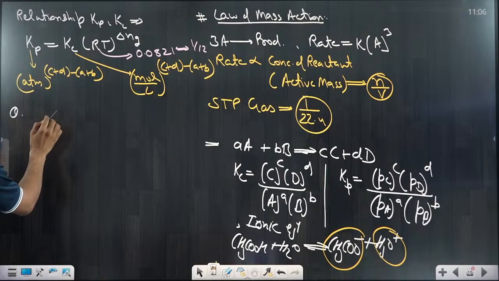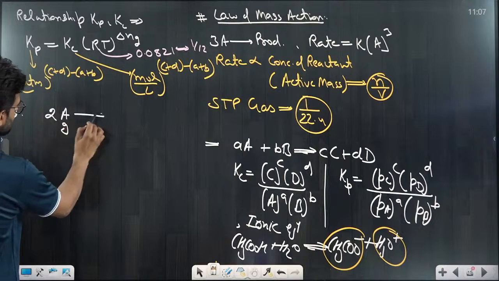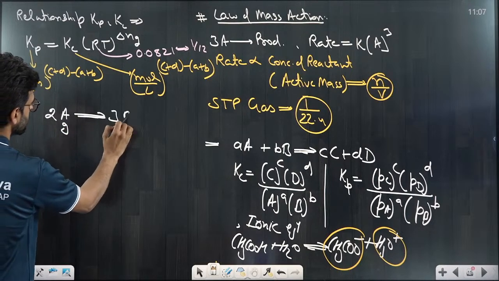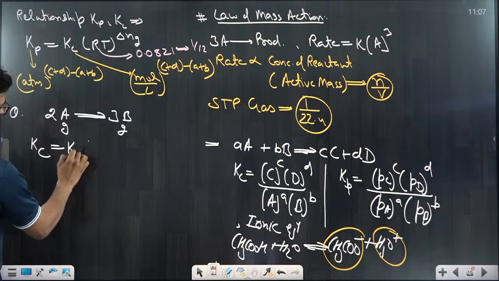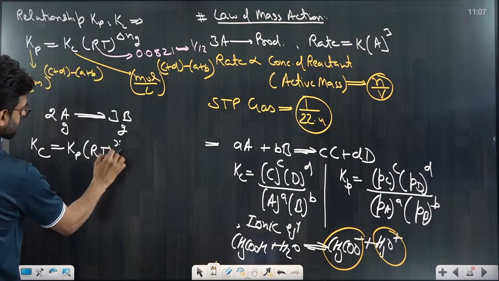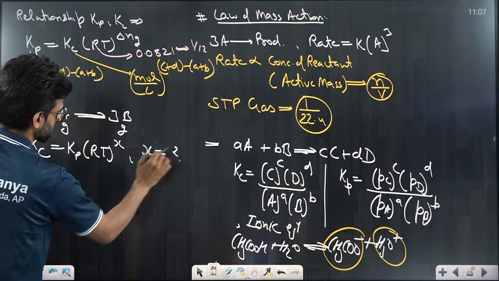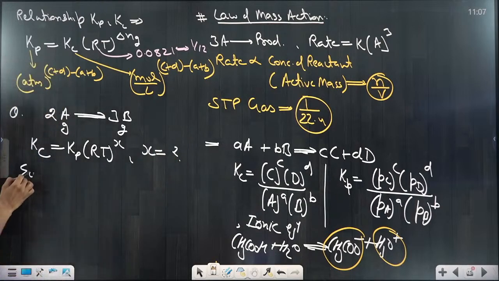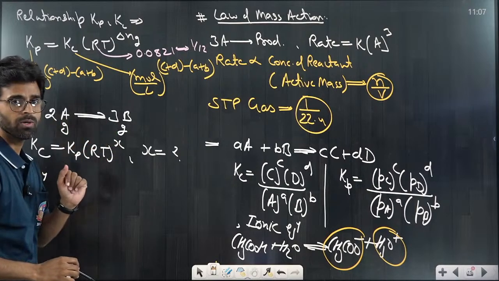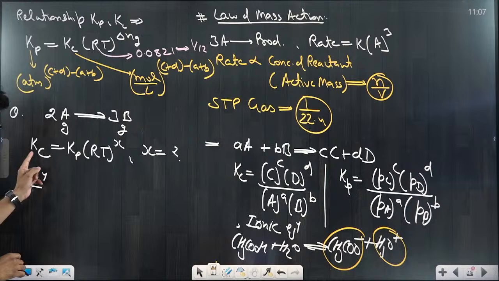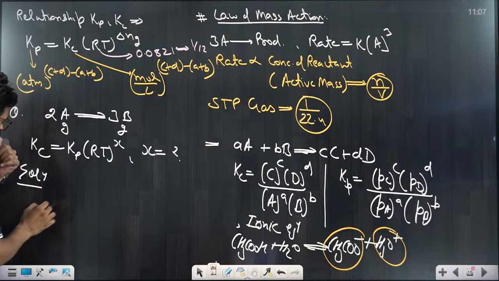I am saying we have a reaction here, and 2A of gas is in equilibrium with 3B of gas, right? So my question is, if I am writing that Kc is equal to Kp (RT) power x, what is x? Students in a hurry make a mistake. They think, okay, delta Ng is 1 only, so 1, no, they reversed it. If you see carefully, they put Kp here, Kc here.